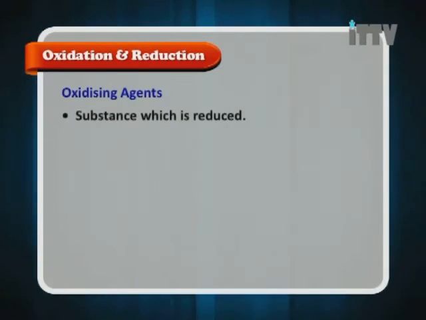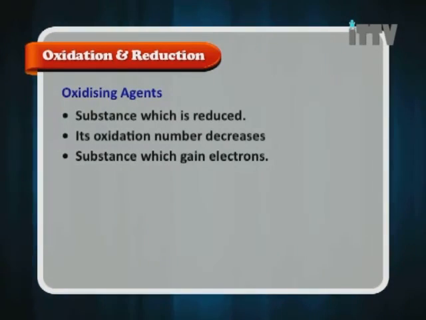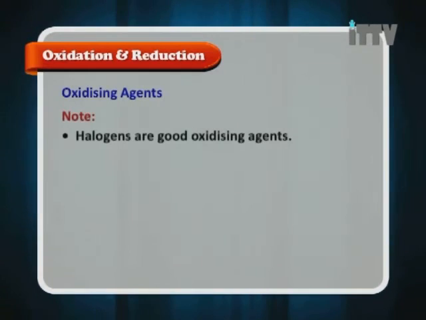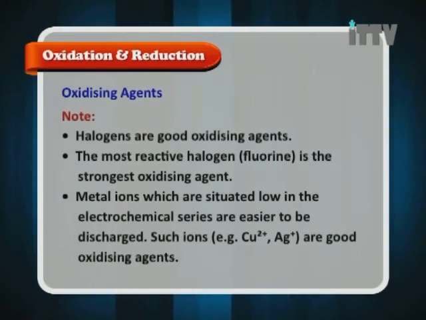So let's move on to a detailed explanation about oxidizing agents. Oxidizing agents are substances which are reduced, and their oxidation number decreases, and they are substances which gain electrons. Note, halogens are good oxidizing agents. The most reactive halogen, which is fluorine, is the strongest oxidizing agent. Metal ions which are situated low in the electrochemical series are easier to be discharged. Such ions are, for example, copper 2+ and silver plus.